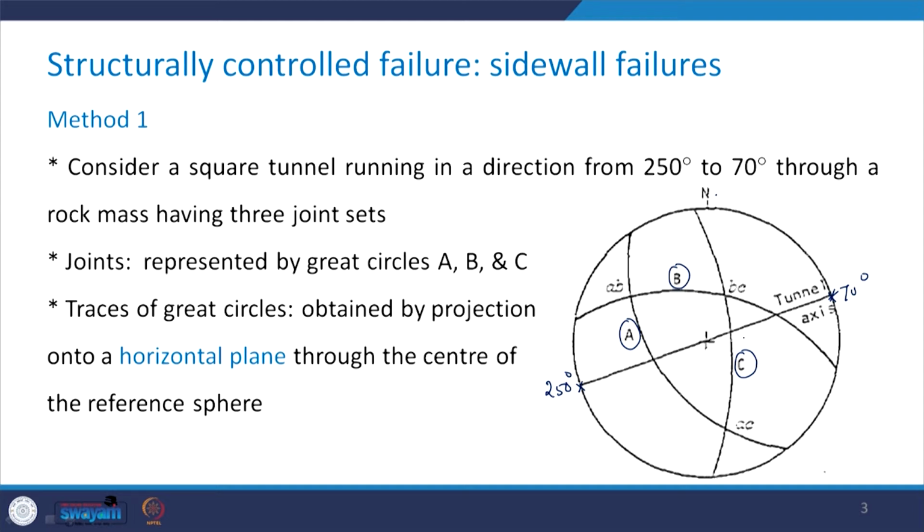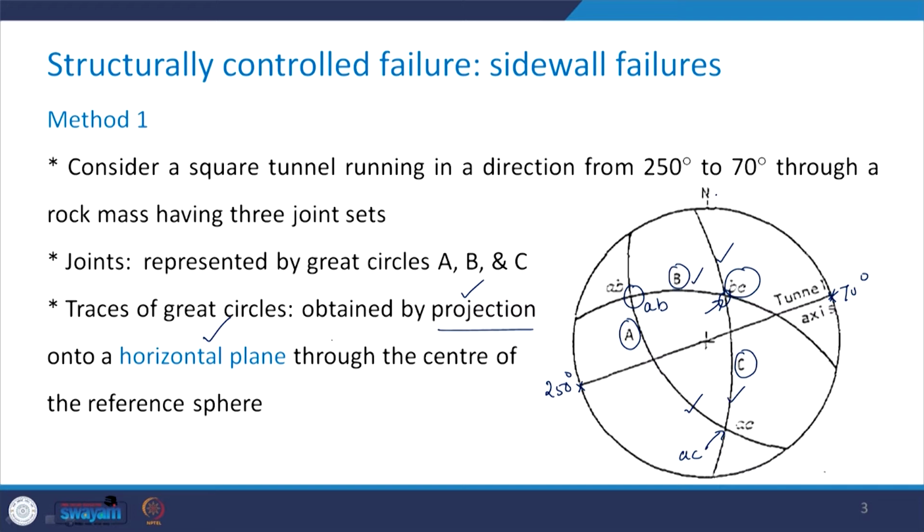Traces of these great circles can be obtained by projection onto a horizontal plane through the center of the reference sphere. The intersection points of these great circles have been given here as, you see, this is A, this is C, so this is AC, this is B, this is C. So, this point is BC. Similarly, this point is AB.